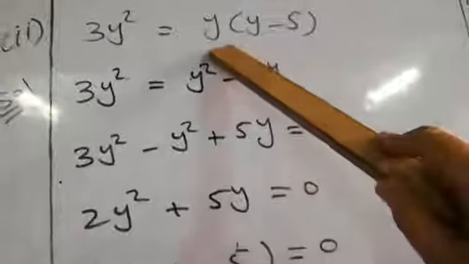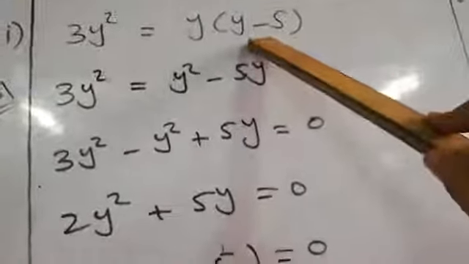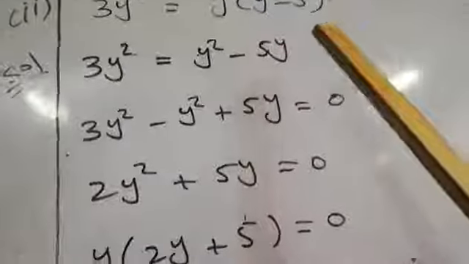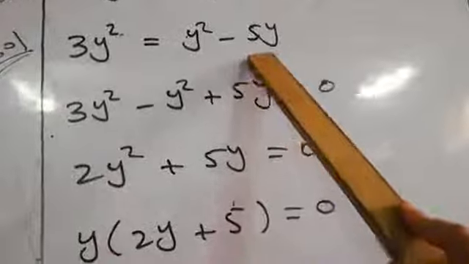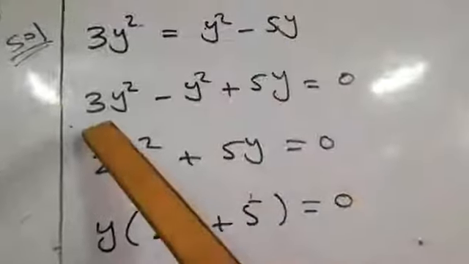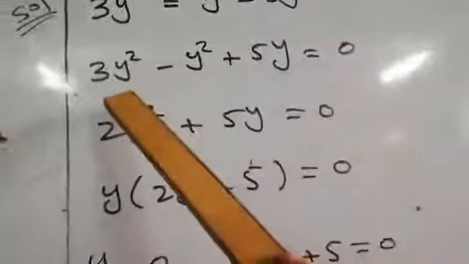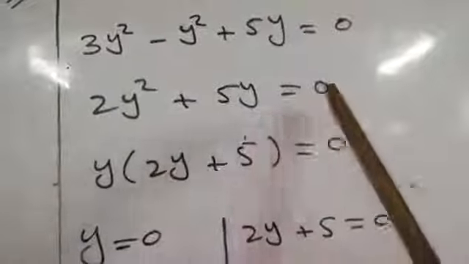First of all, my dear students, we will multiply y with the values inside the bracket. It will become y square minus 5y. Now we will write all the values on the left hand side by taking the inverse of the right hand side. 3y square minus y square plus 5y equals 0. 3y square minus y square equals 2y square. We will write 5y as it is.